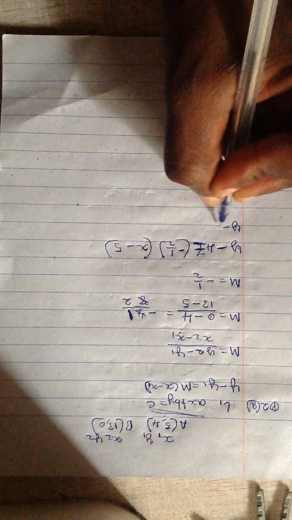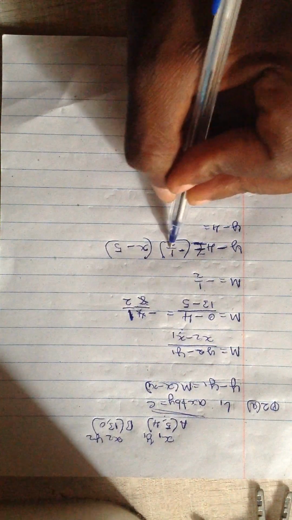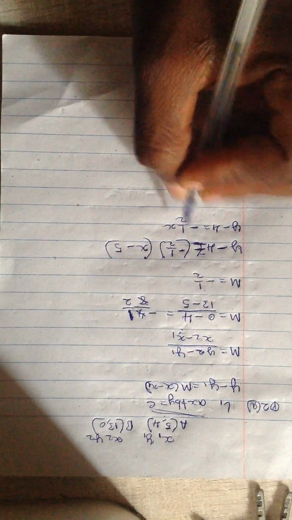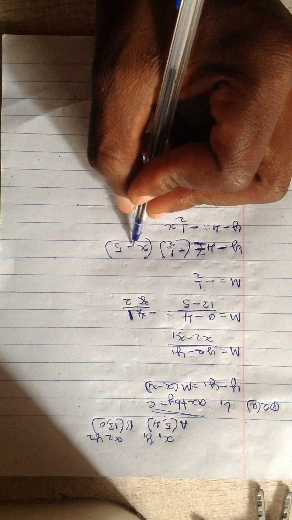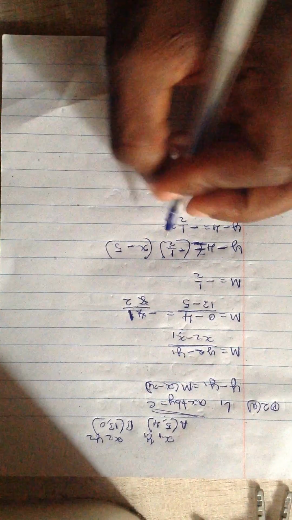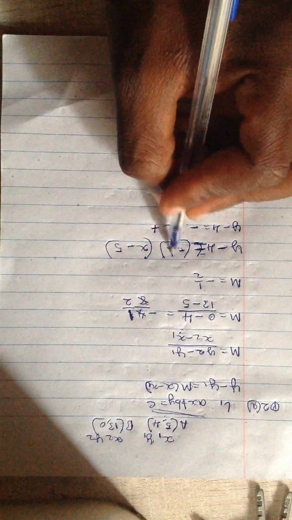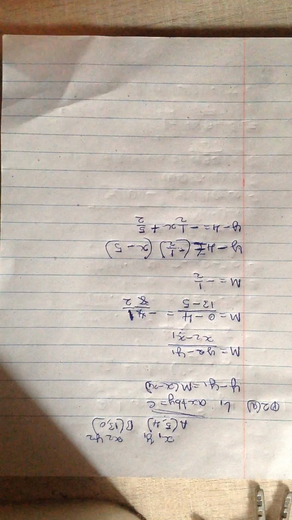So it will be y minus 4 equals to, what is negative 1 over 2 times x? That's negative 1 over 2x. What is negative 1 over 2 multiplied by negative 5, sorry? Negative times negative is a positive. What is 1 over 2 times 5? That's 5 over 2. We're going to have something like this.